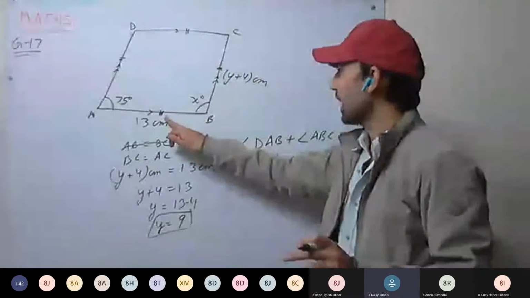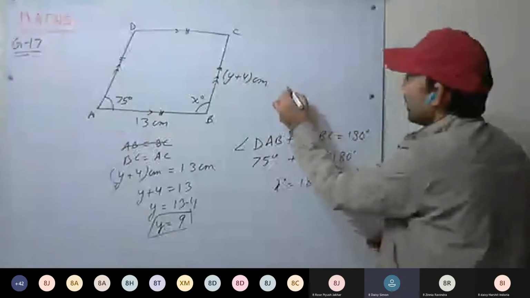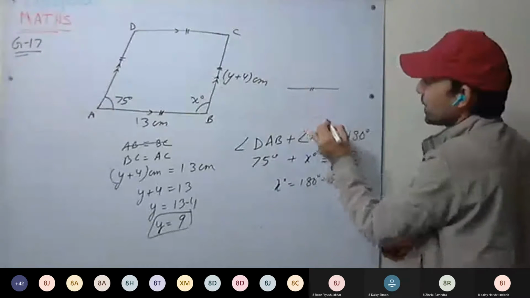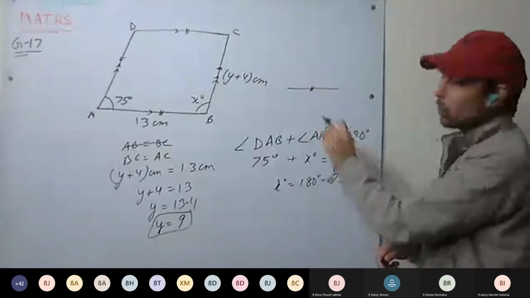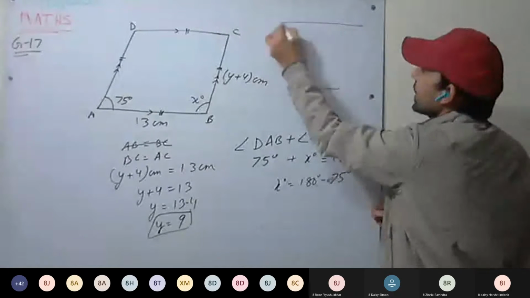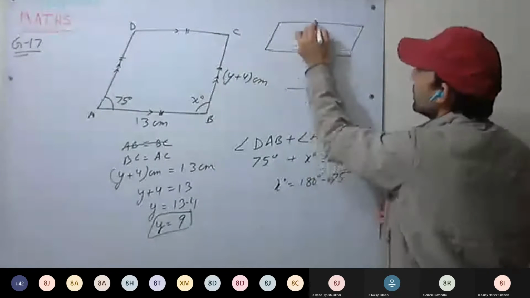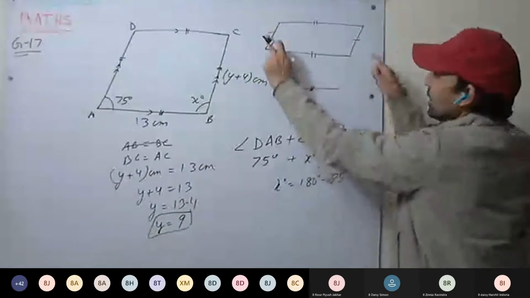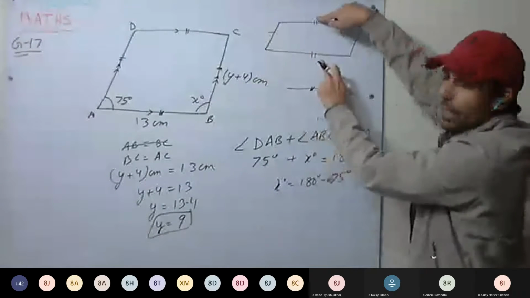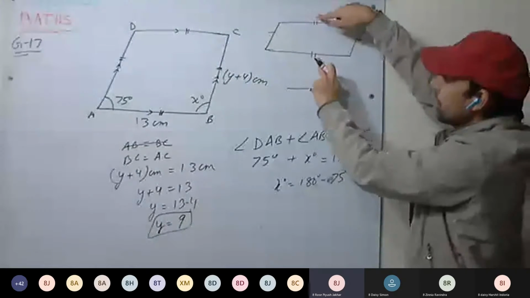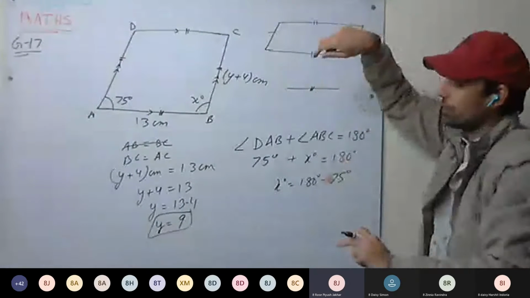Okay, can you see these lines? These two lines, small lines. See here, when a figure is given like this, and if it is written like this, it means these two sides are equal and these two sides are equal. Sir, but AC is not a side.